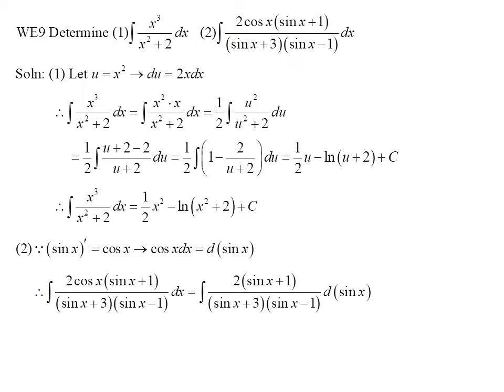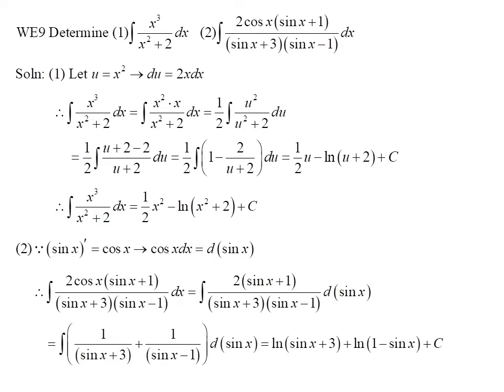Hence, the antiderivative is written to the integral of (2 times sine x plus 1) over the product of (sine x plus 3) and (sine x minus 1) d sine x, which equals the integral of the sum of the reciprocal of sine x plus 3 and the reciprocal of sine x minus 1 d sine x, which equals ln of (sine x plus 3) plus ln of (1 minus sine x) plus c.